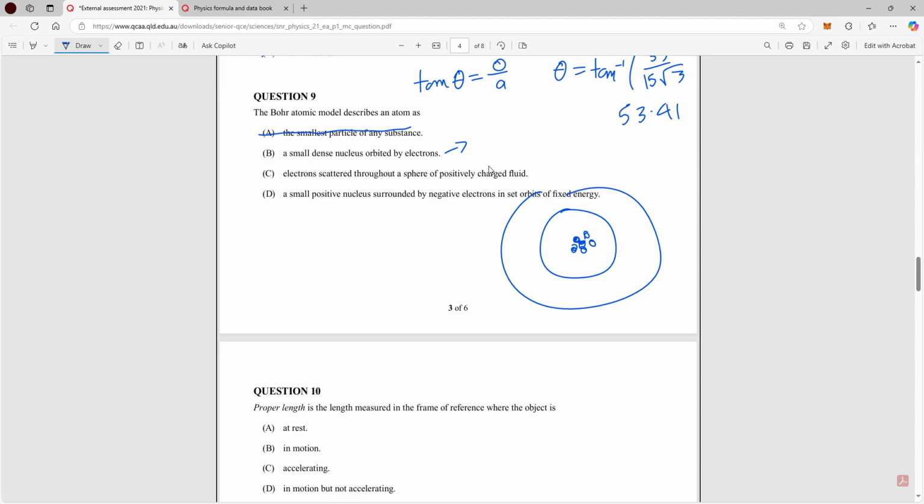But the reason they put it in there is because that's quite familiar and you would have studied that, so if you weren't sure of the difference between the two of them, a lot of people could actually pick B. C, electrons scattered throughout a positively charged sphere. That's another model. I'm not sure what that is off the top of my head. Yeah, the name will come to me later. Anyway, a small positive nucleus surrounded by negative electrons in fixed set orbitals. Okay, that's the correct answer. D is the correct answer.